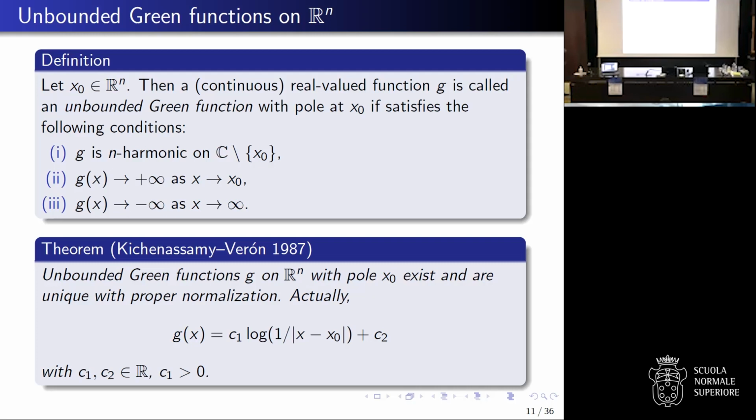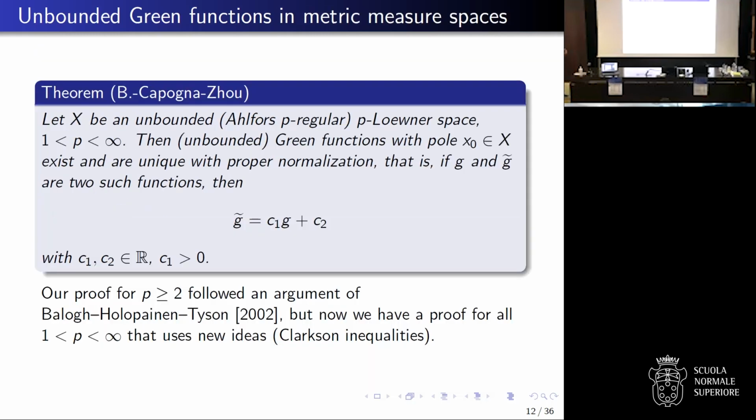Okay, so now let's state our main result. As I said, this is joint work with Luca Capogna and Zhao Danzhu. And our setting is this. We have some unbounded Ahlfors P-regular P-Loebner space. I don't even want to define these terms because essentially they were defined before. So you all know what Ahlfors P-regularity is. P-Loebner just means that the space satisfies a P-Poincaré inequality.